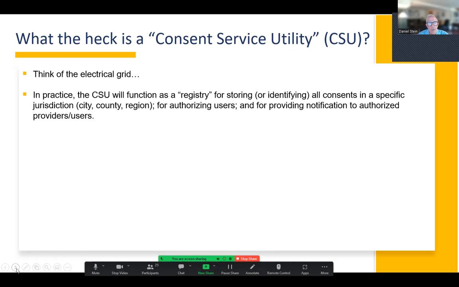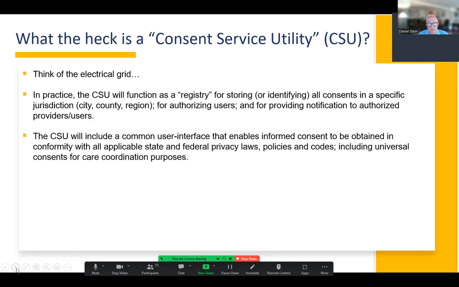The CSU will, in a sense, be a registry for storing or identifying all consents in a specific jurisdiction, for authorizing users, and for providing notification to those people who can use it. Ideally, there'd be a common interface that enables informed consent to be obtained, so that there'd be a family of consents that would adopt and utilize applicable state and federal privacy laws, policy codes, etc.